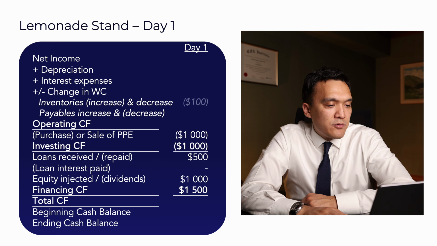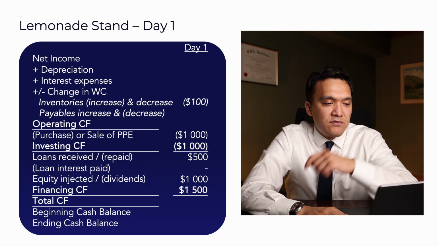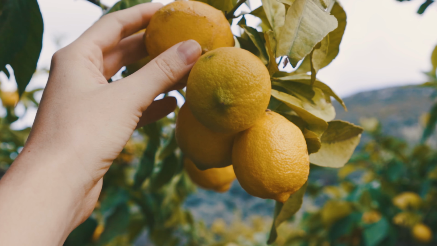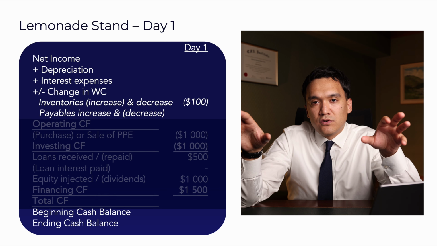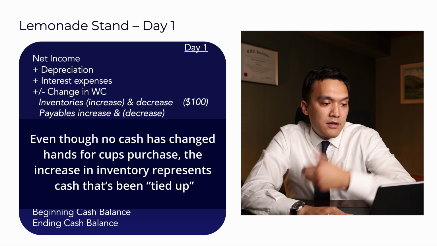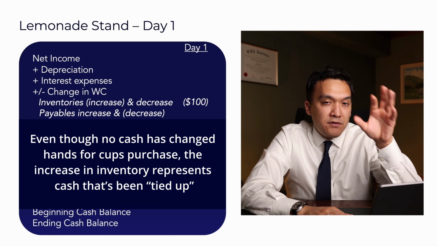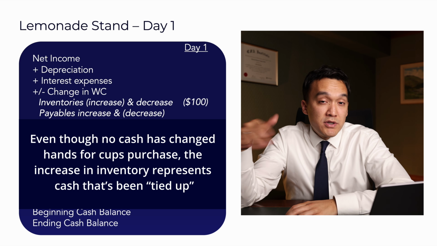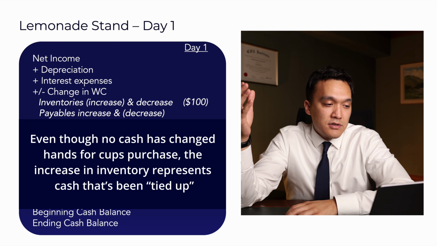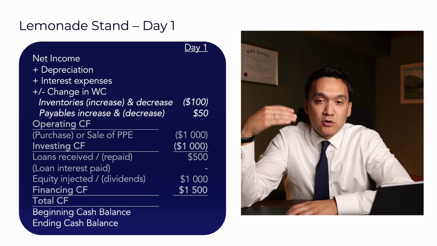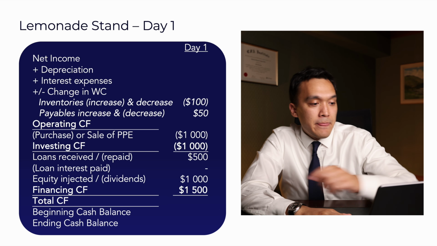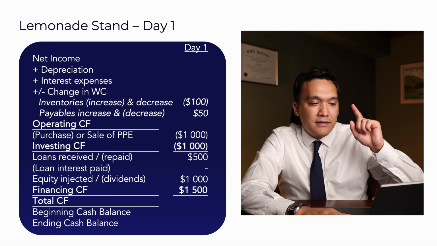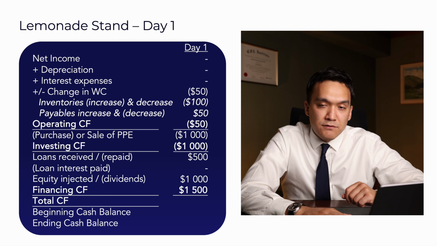And in the operating cash flow, if you remember, we have an inventory increase of $100. This is $50 paid for the oranges and lemons and $50 for the cups from our supplier. But we only spent $50 for the lemons and oranges. The $50 for the cups, we didn't actually pay any money because it was purchased from our suppliers on credit. We promised to repay our supplier at a later date. So this is reflected in payables increase of $50. And the net change in working capital is $50.